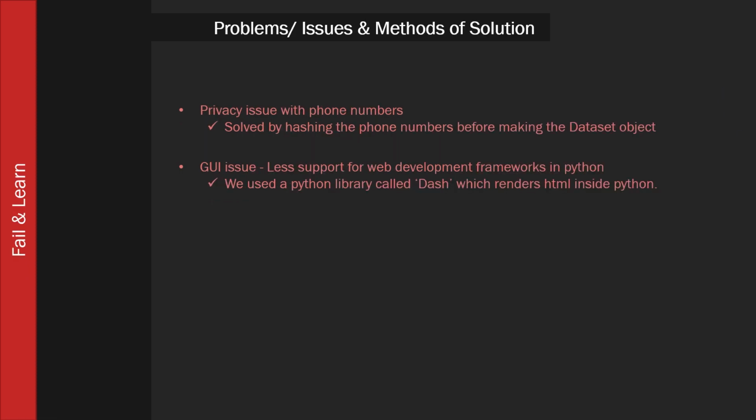As problems, we had a privacy issue with the user phone numbers. As the solution, we have hashed the numbers before making the dataset object. Also, we had an issue in developing the GUI because there was very little support for web development frameworks in Python. So we decided to use a Python library called Dash, which renders HTML inside Python.